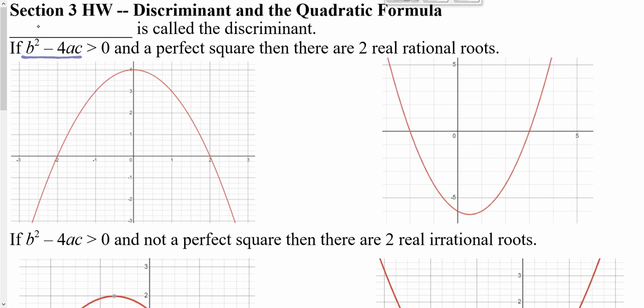So if your discriminant, the b squared minus 4ac, is greater than 0 and a perfect square, we get two real rational roots. I mean, they might be nice normal numbers or they might be nice fractions. And so that would be like this here and like this here. It's going to cross in two normal spots, or here and here on this problem, whether your parabola is opening up or down.